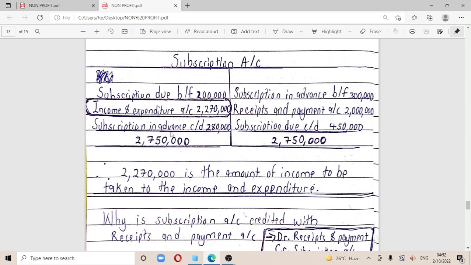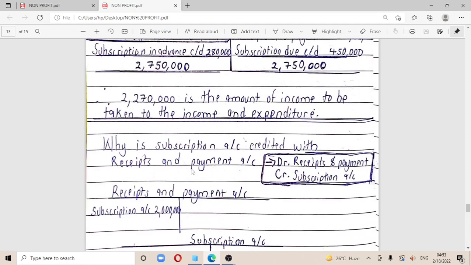So when you add the subscriptions you brought forward, the 200,000 plus the 280,000, you subtract the total from this figure, which is the 2,750,000. The difference you get will be the balancing figure. This amount, you take to the income and expenditure account. So therefore, you can say 2,270,000 is the amount of income to be taken to the income and expenditure account.